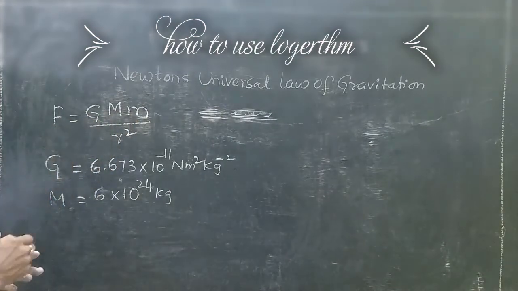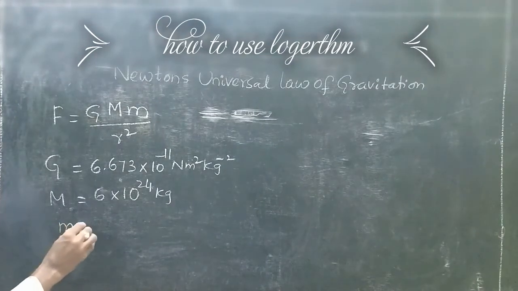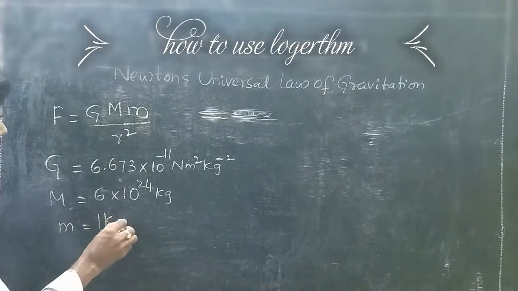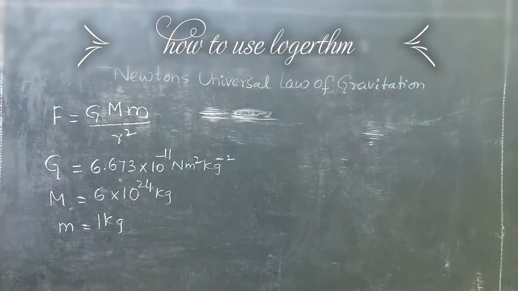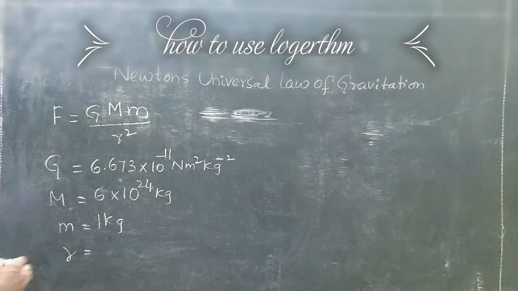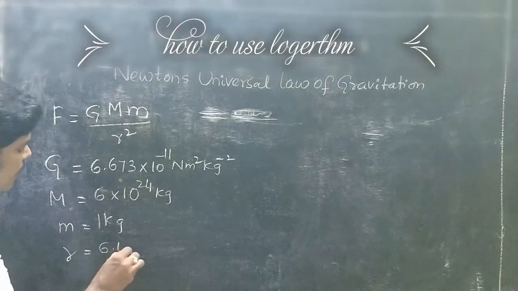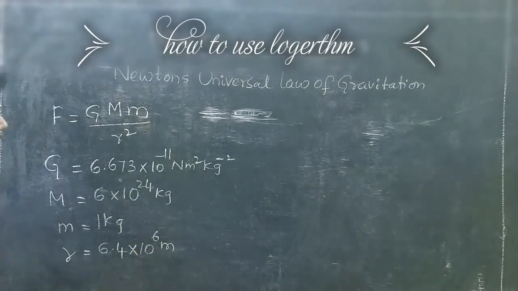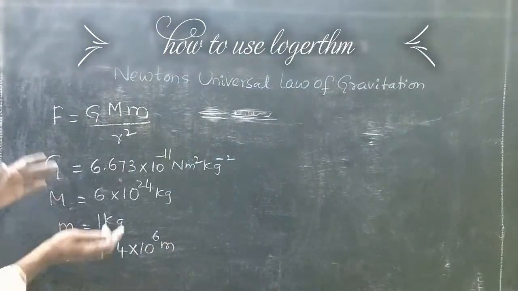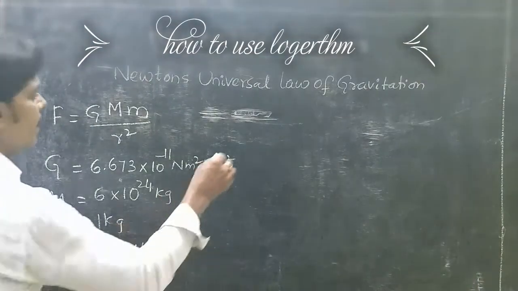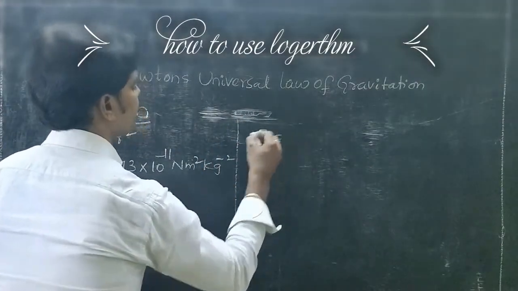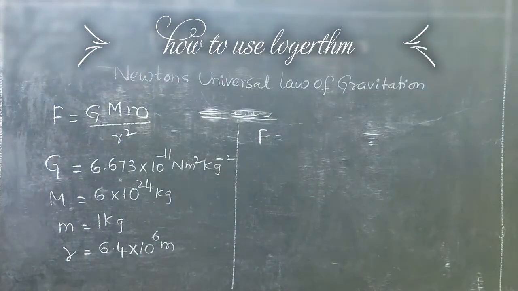So here small m is the mass of the body. Suppose the mass of the body is 1 kg. And r is equal to the radius of Earth. Radius of Earth is equal to 6.4 into 10 power 6 meters. If you substitute these values in the above formula, we get F, which means the attraction force between the Earth and the object.